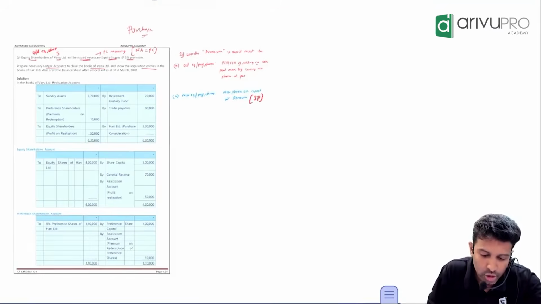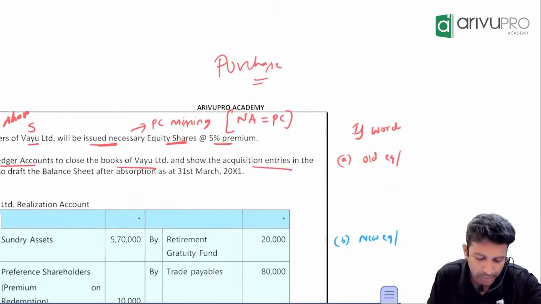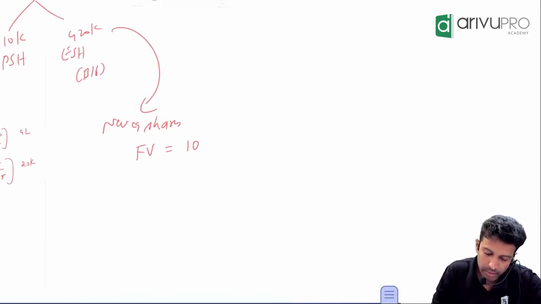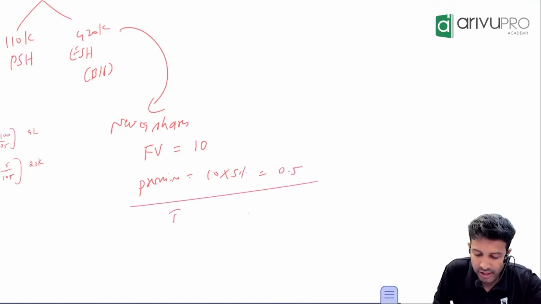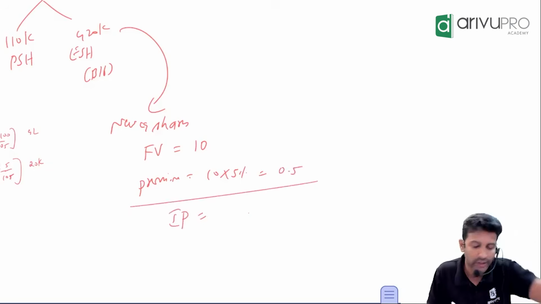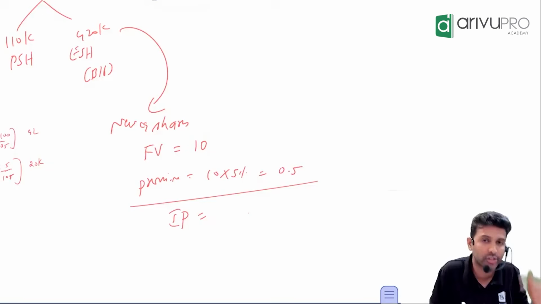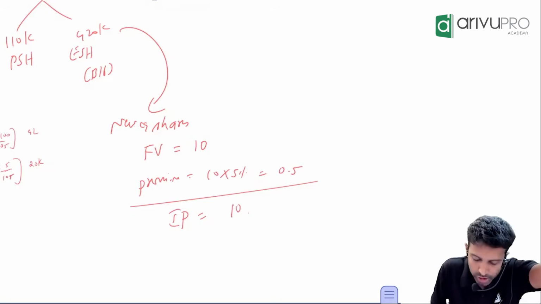But is it issued at 10 face value or 5% premium? 5% premium. So how much is the premium element? Tell me. 5% of 10 is 0.5. That means the issue price is how much? You are not issuing the new shares at 10. You are issuing them at 0.5 rupees more. So the issue price is 10.5.